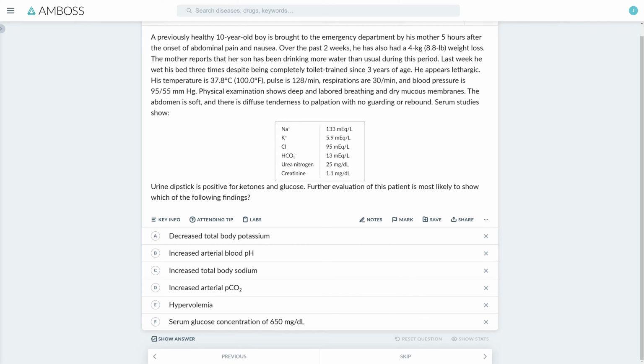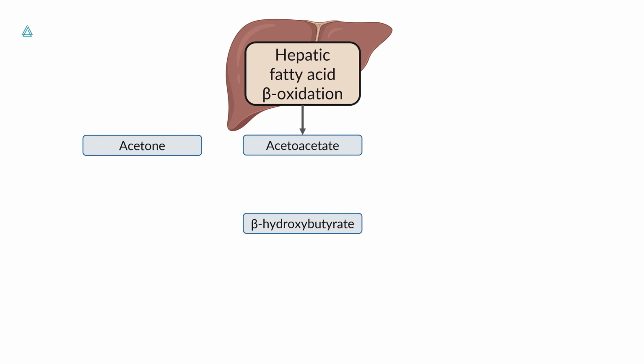Urine dipstick is positive for ketones and glucose. Okay, this is already a significant finding for building up our differentials. So let's put on our thinking caps and briefly consider how ketones are formed, in other words, ketogenesis. Ketones include acetoacetate, beta-hydroxybutyrate, and acetone. Acetoacetate is a product of fatty acid metabolism, so beta oxidation in the liver, and can transform into beta-hydroxybutyrate that is excreted in urine, or acetone that is exhaled.